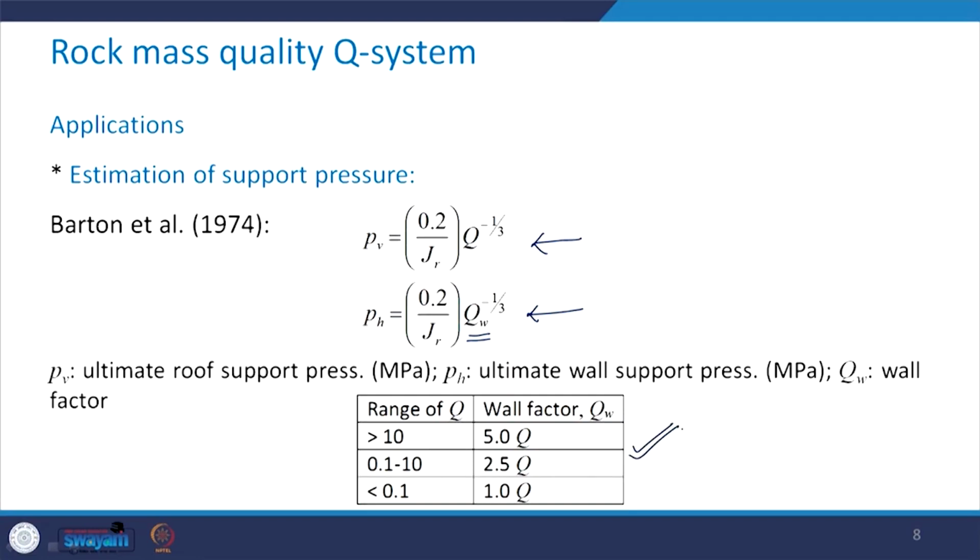So, if the value of Q is more than 10, wall factor QW can be taken as 5 times Q, and if the range of Q is between 0.1 and 10, then this wall factor can be taken as 2.5 Q, and for the value of Q less than 0.1, it is equal to Q. So, you can find out the wall factor, just substitute in these expressions and you should be able to get the ultimate roof support pressure and the ultimate wall support pressure.